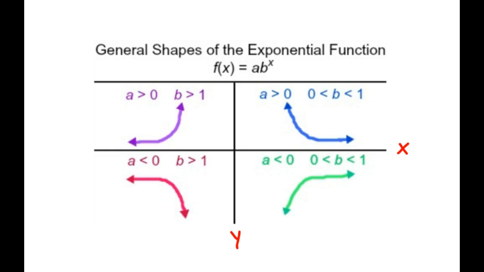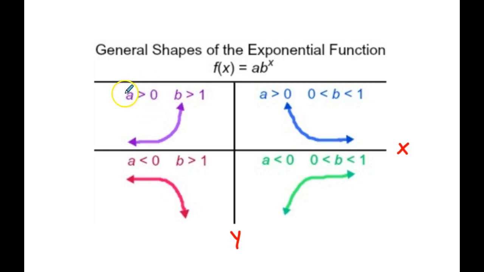The first thing we need to discuss are the general graphs for the exponential function. So our exponential function is f of x equals a times b raised to the x power. B is referring to our growth factor. That tells us whether it's exponential growth or exponential decay. Think about the story problems we talked about earlier in the year.